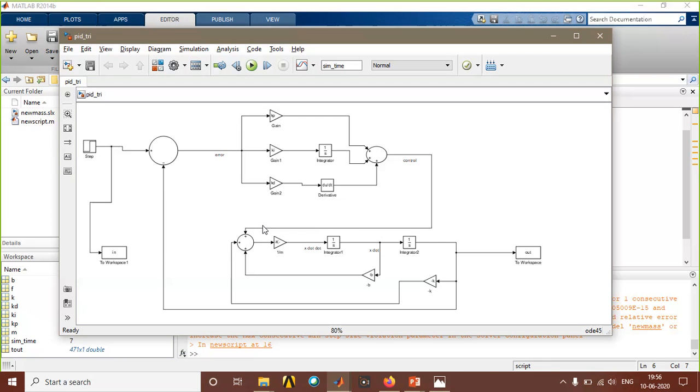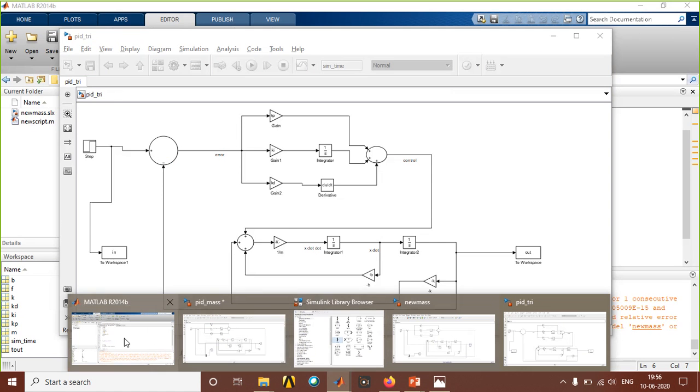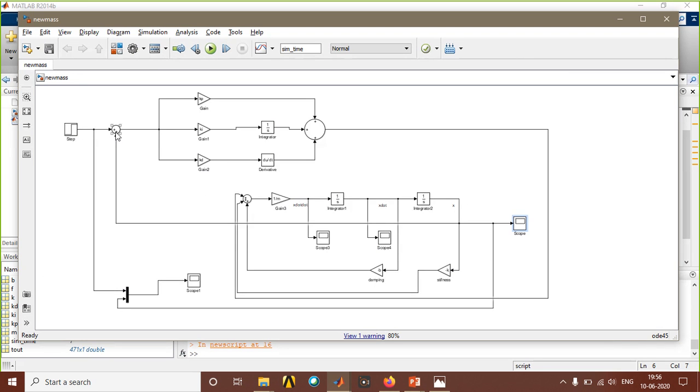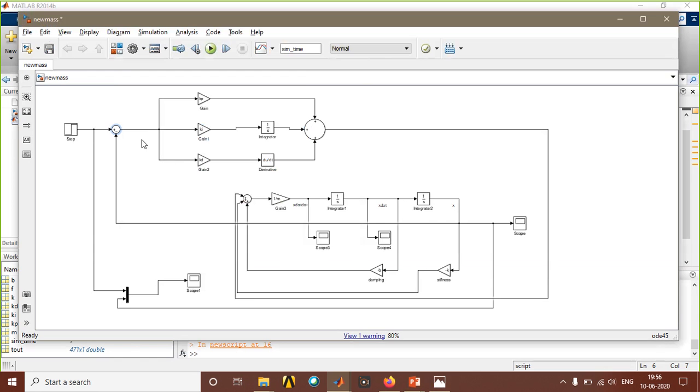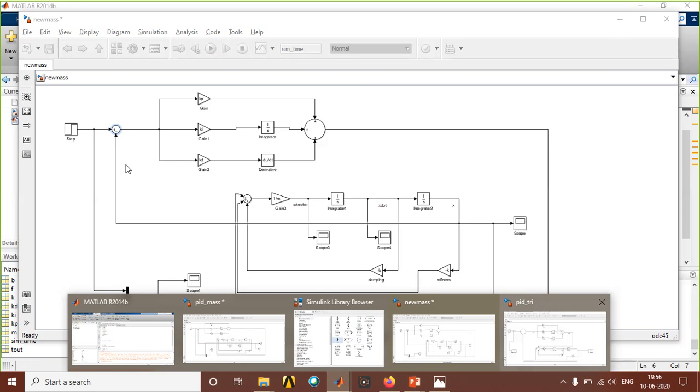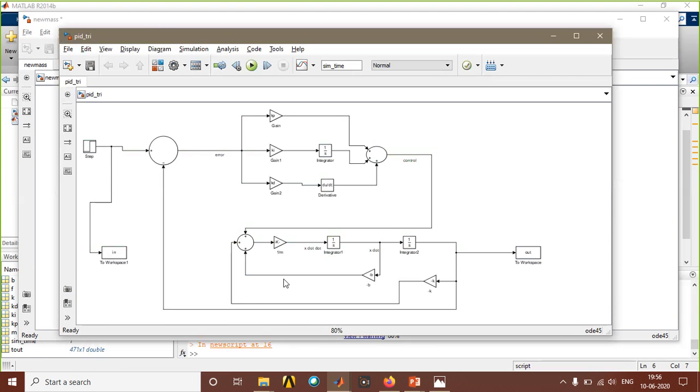Fine. A very, very small mistake. In the place of plus and minus, we have included only plus. So what happens is the error will get added. Oh my god. Fine, fine. See guys, how much concentration we have to give. Fine. I'll see this. So plus. So all the other things are fine. Oh my god.